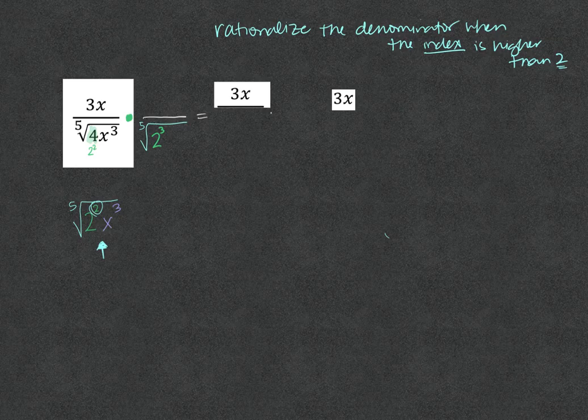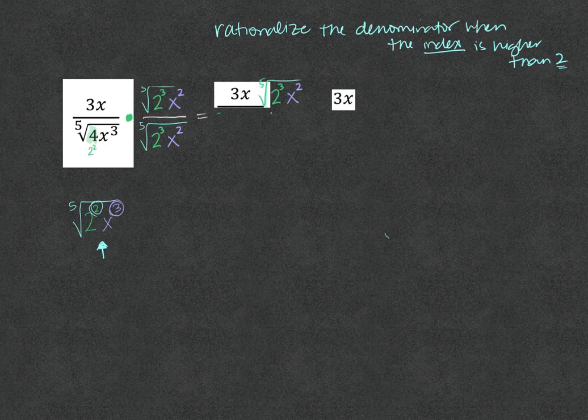And as far as the x is concerned, we have 3, so we need 2 more x's. We need x squared. So we're going to multiply the top and the bottom by the same thing. So here we go. Let's get this and put it up here. And now what we're going to get is 3x times this whole mess again. I'm going to multiply one more time. We have 3x times that. Make a little 5th root.